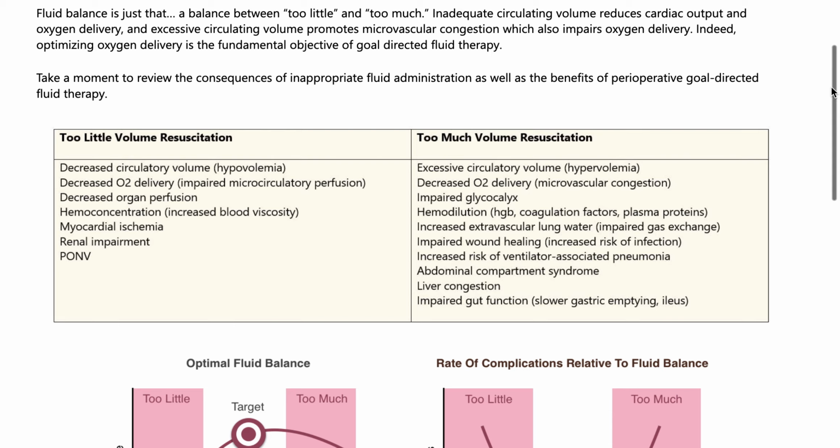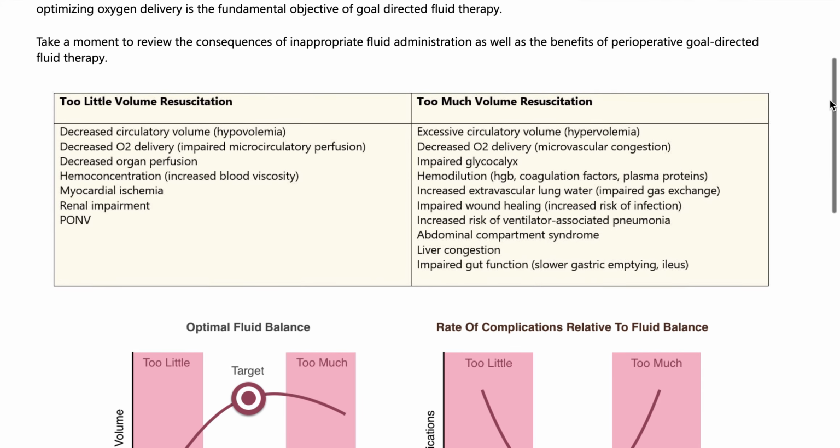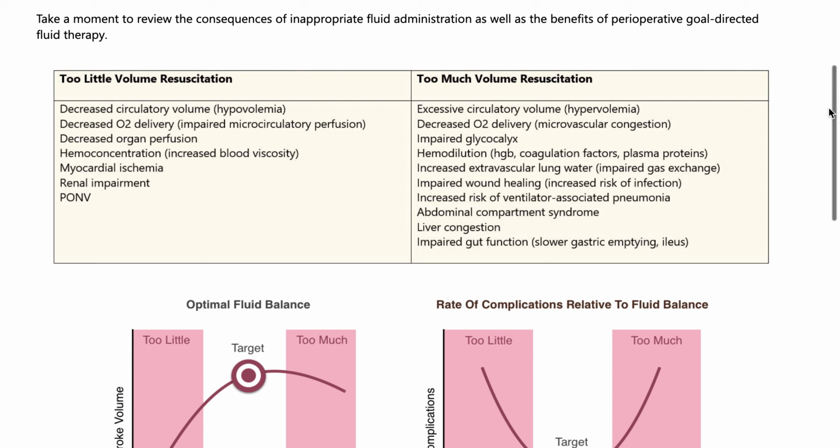Inadequate circulating volume reduces cardiac output and oxygen delivery, and excessive circulating volume promotes microvascular congestion, which also impairs oxygen delivery. Indeed, optimizing oxygen delivery is the fundamental objective of goal-directed fluid therapy. So take a moment to review the consequences of inappropriate fluid administration as well as the benefits of peri-op goal-directed therapy. So too little volume resuscitation results in decreased circulatory volume, so hypovolemia, decreased oxygen delivery, this is due to impaired microcirculatory perfusion, decreased organ perfusion, hemoconcentration, which increases blood viscosity, myocardial ischemia, renal impairment, and PONV. This is all from hypovolemia, too little volume resuscitation.